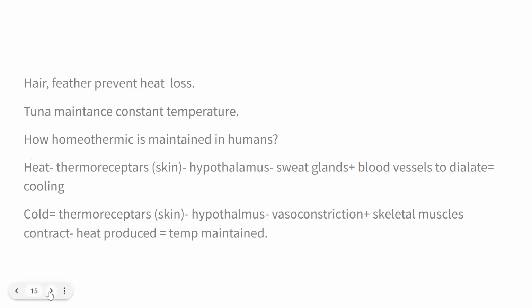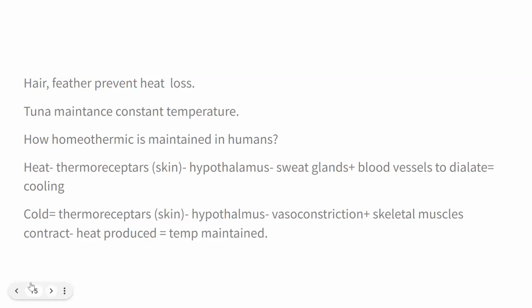Now, how is this temperature maintained? We have hair and feathers, which prevent the heat loss, right? Hair and feathers are present. That is the one which is preventing the heat loss.